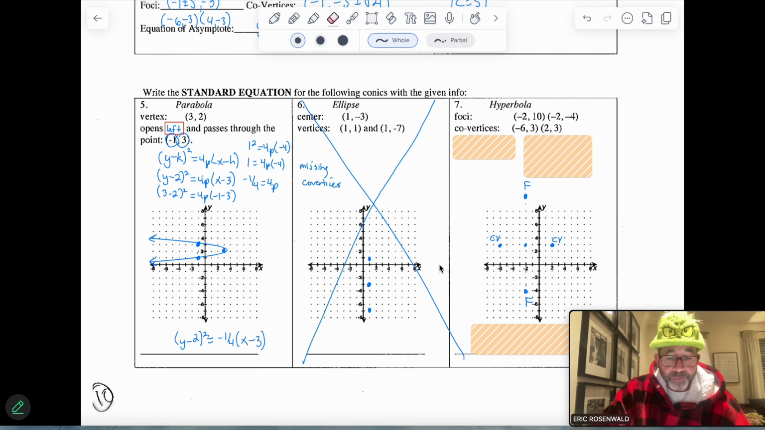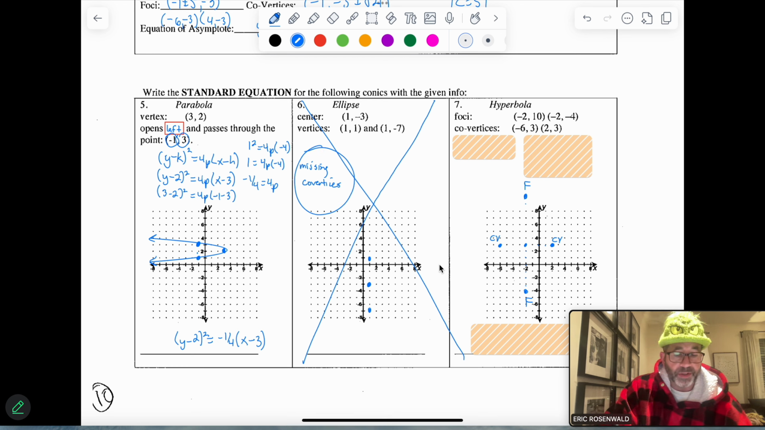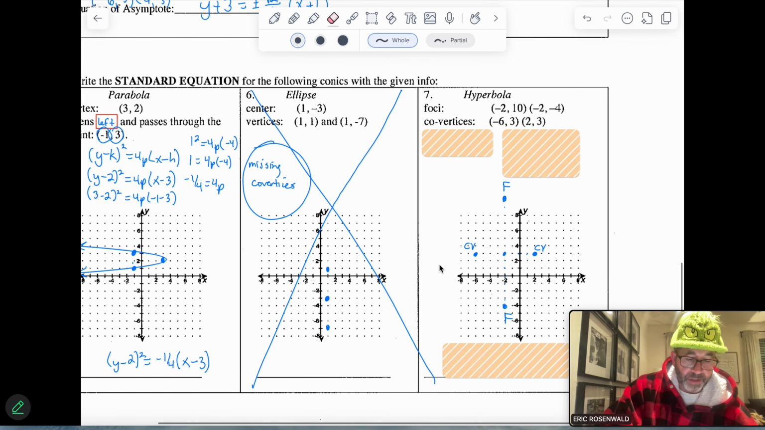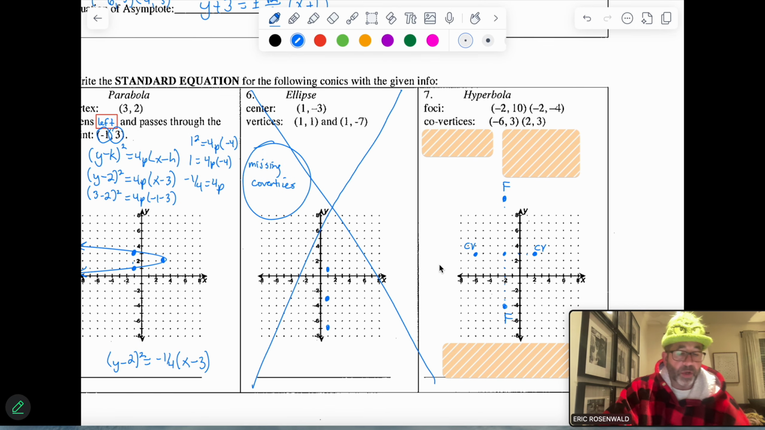What's the equation? This one right here, it's a big mistake. It's missing covertices. There's no way to actually determine this. You have an infinite number of options you can actually do for this. But we're just going to skip it for the sake of the problem. And then for the last one, the hyperbola that's on here, this is one where you're actually given the focus and the covertices this time. So you'd have to work backwards to figure out what are the actual focuses. I'm sorry, what are the vertices themselves.